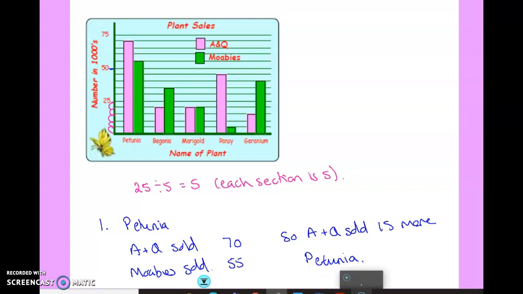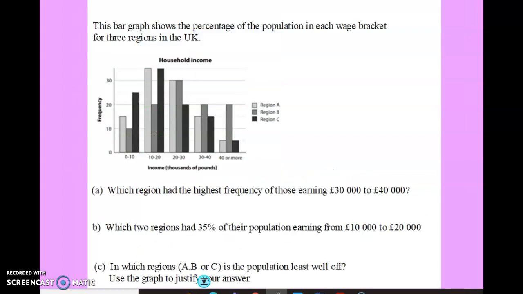You might get asked as an overall comparison, which shop sold more plants, in which case you would need to add up both. Again, lots of various different questions that you can get asked about bar graphs. The important thing is that you can read that scale and you can understand the scale. If you can do that part, you can do the rest. Okay. One more then.